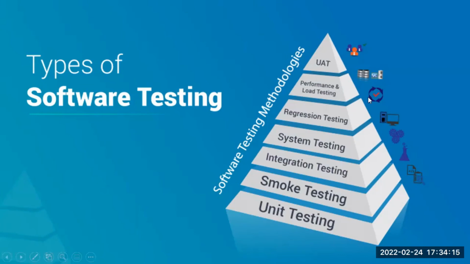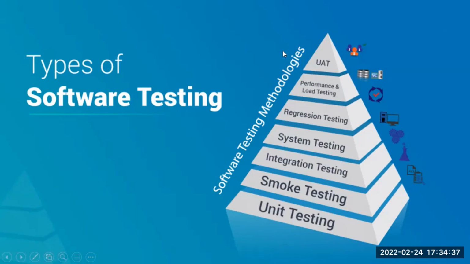Then we have performance and load testing. Once the regression testing is done, or in parallel, we can perform the performance testing, wherein we see that the application is able to take the load of one user, 10 users, or maybe 100 users, and see how it handles that. So this is performance testing.